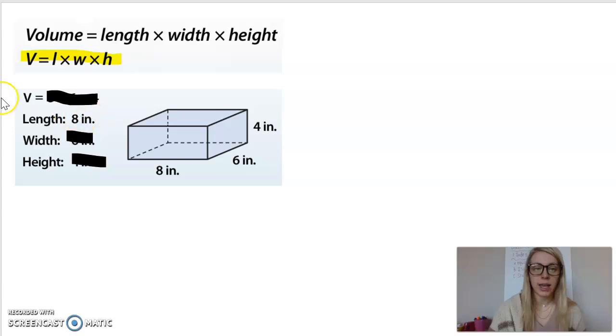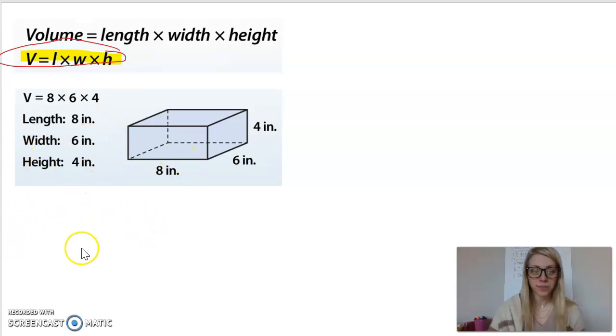If you guessed 8, you are correct. What is the width of this figure that you see here? 6 is correct. And what is the height of this figure you see here? 4 is correct. So when we're setting it up in our equation of volume equals length times width times height, we need to set it up in that very similar way of 8, which is the length, 6, which is the width, times 4, which is the height.